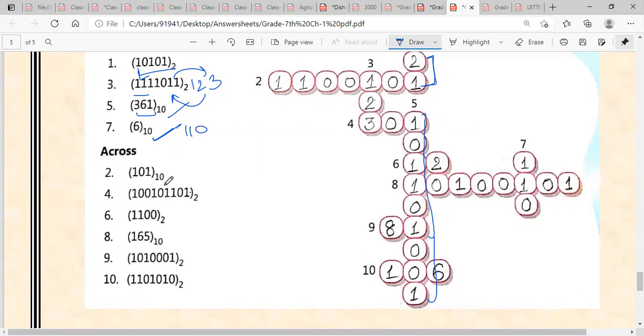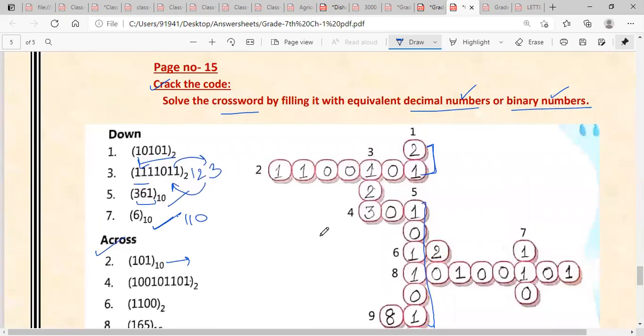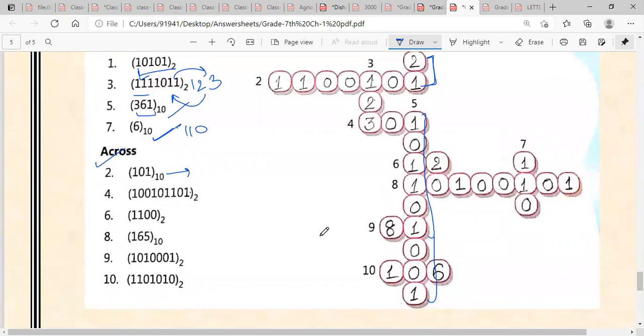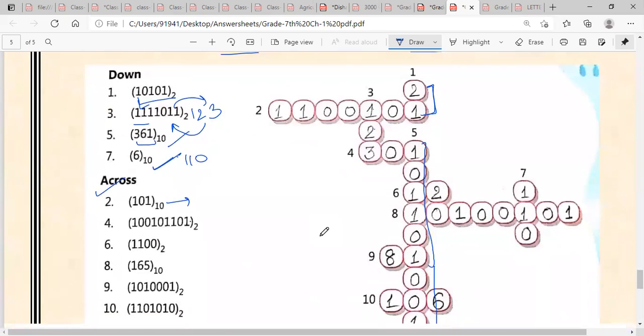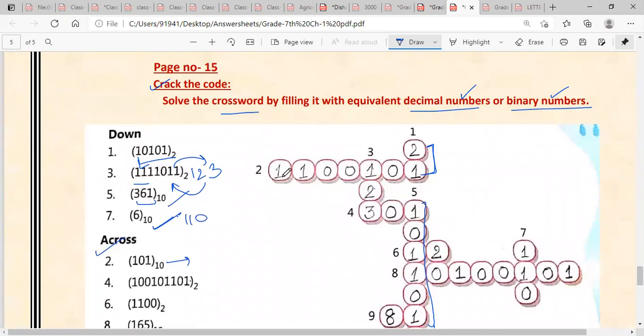Now check the across ones. Convert 101 into a decimal number. Okay, 101 equals 5. Second one, check here, 1100101. This is the binary number of this one. Okay, 101. And next is 100101101. In this case you will get a result 301.